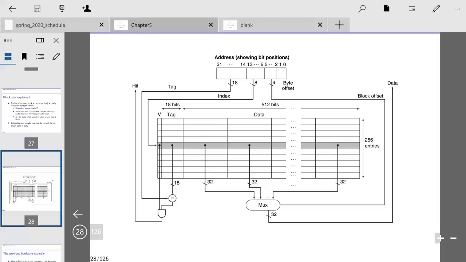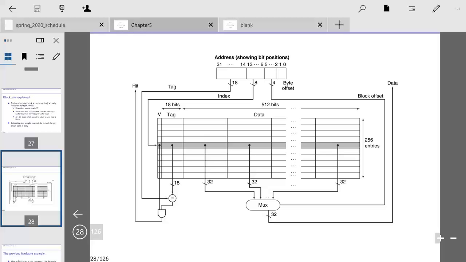And then the tag is whatever's left over in the address. So if it's a 32-bit address and 2 bits are allocated to the byte offset, and in this particular example the cache block contains 16 words, 32-bit words, then we have 4 bits allocated to the block offset, which identifies which particular word we're requesting within a given cache block. And then 8 bits is allocated to the index because there's 256 cache blocks. And then the remainder, which in this particular case happens to be 18 bits, is left to the tag. And then we have the valid bit, which indicates whether the block in the cache is valid or not.